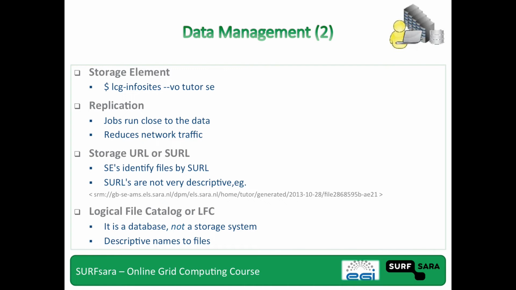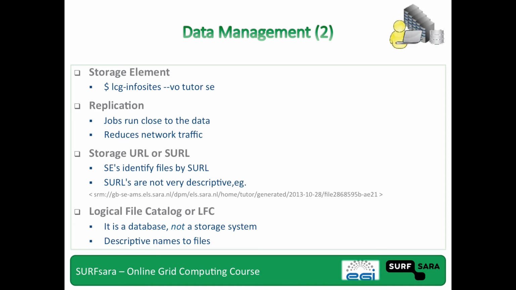Each cluster on the grid is equipped with a storage element or SE where the data is stored. On which SEs you can store data depends on your virtual organization, and this can be inspected by the command that we've shown before, the lcg-infosites, using the SE flag to specify that you want a list of all the storage elements that are available to your virtual organization. Sometimes it's useful to store your data on more than one SE. This is called replication. This allows jobs to run close to where the data is located, which reduces the long-range network traffic.